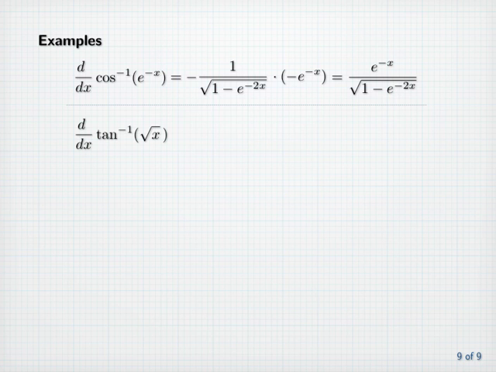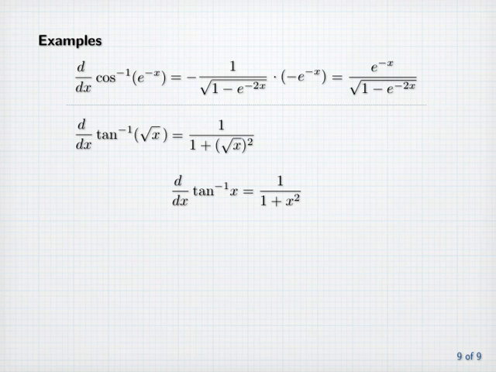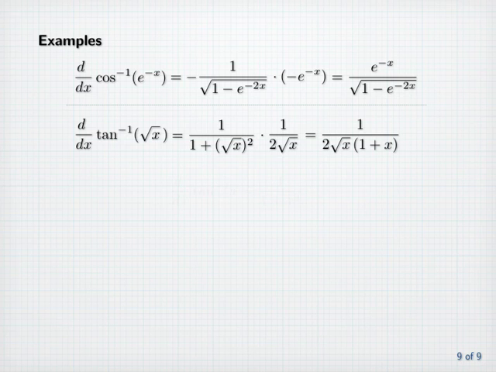Let's take the derivative of the inverse tangent of the square root of x. First recall that the derivative of inverse tangent of x is 1 over 1 plus x squared. So we substitute square root of x into that derivative, and then multiply by the derivative of the square root of x. So we have 1 over 2 times the square root of x times 1 plus x.